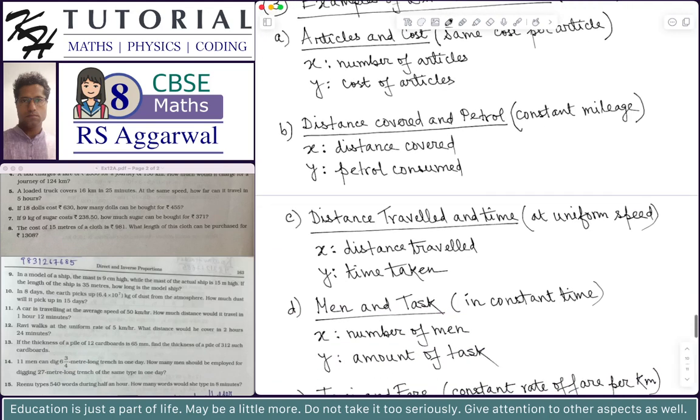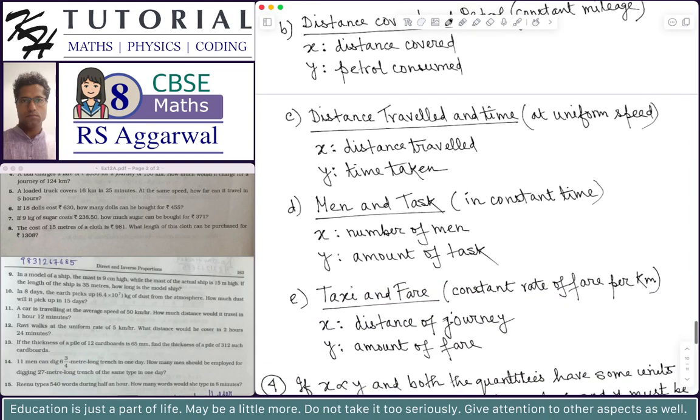The next one is distance traveled and time, keeping in mind that the speed is uniform or constant. So if a car or a truck is traveling at a constant speed, then the distance traveled and the time taken to travel that distance will be in direct proportion or in direct variation. That is, more the distance is traveled, more the time it will take. So if you consider x as the distance traveled and y as the time taken, then obviously x and y will be in direct variation, or x will vary directly with y.